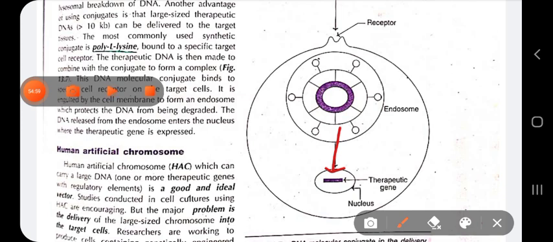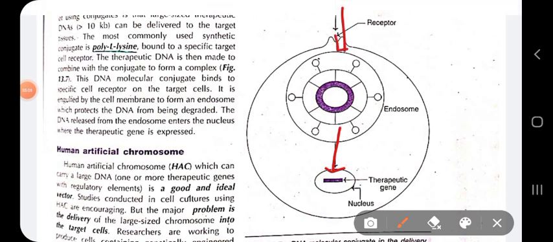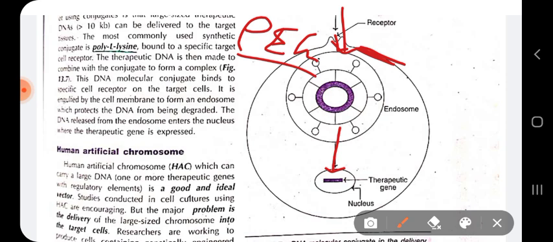Now, to enhance this whole process so that they can enter more rapidly, we can make this transfection process faster by using some chemicals, like polyethylene glycol. Polyethylene glycol is a polyether compound which destabilizes the plasma membrane and renders it permeable to the DNA. So here the DNA conjugate is able to enter faster by using polyethylene glycol.